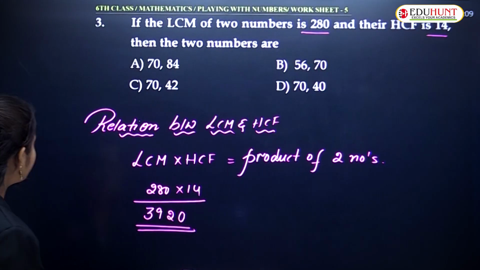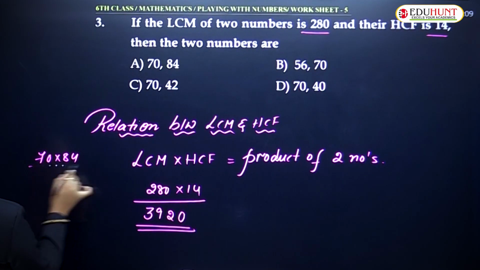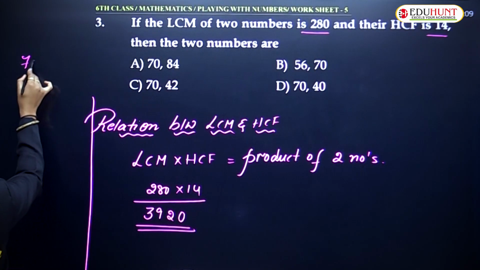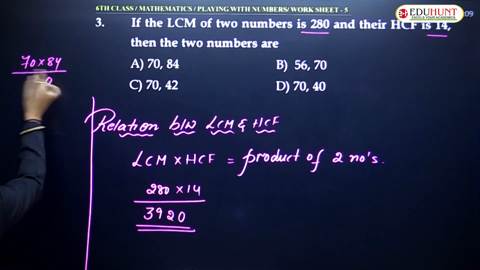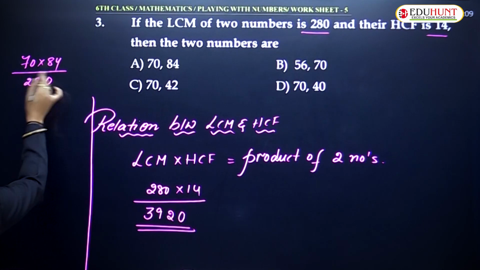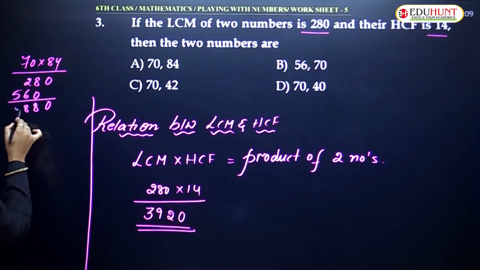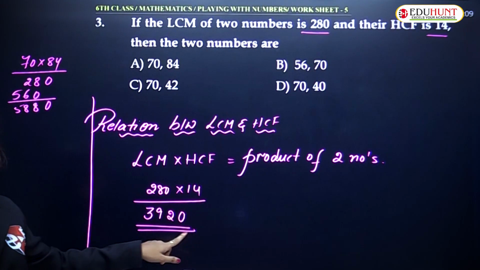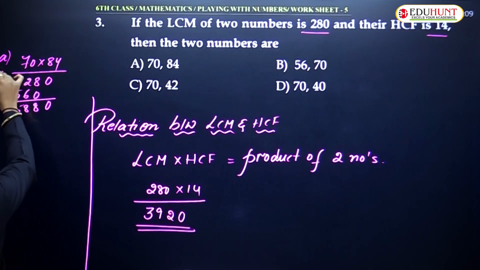So what is the first option here? First option 70 into 84. 70 into 84. Okay, 4 7s, 7 4s 28. Next 8 zeros 0, 7 8s 56, 5 8 8 0. Okay, this value is not equal to 3920. Yes or no? So that's why this is wrong. Okay, option A is not satisfying that.